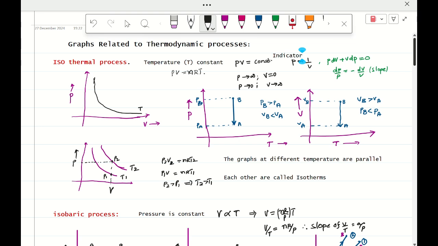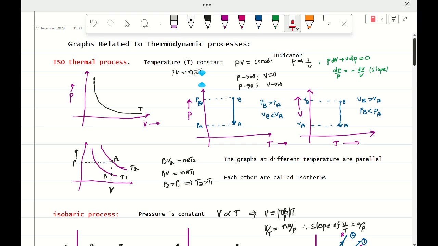So dP by P minus dV by V is called the slope of this PV graph. And here P is inversely proportional to V. So this explains Boyle's law. When P tends to infinity, V tends to 0. V tends to infinity, P tends to 0.